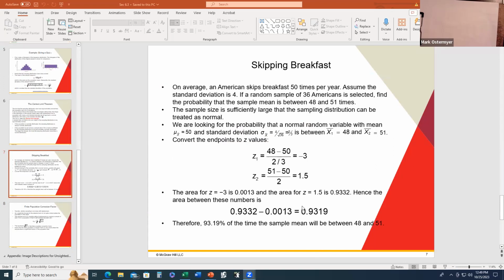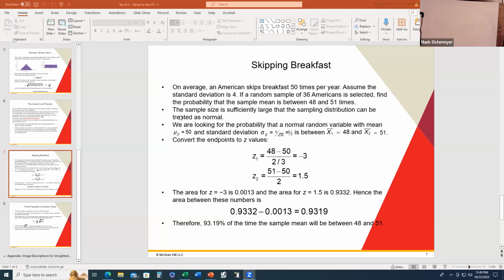All right, here's an example. On average, an American skips breakfast 50 times per year. Assume the standard deviation is 4. If a random sample of 36 Americans is selected, find the probability that the sample mean of times of missing breakfast is between 48 and 51 days.